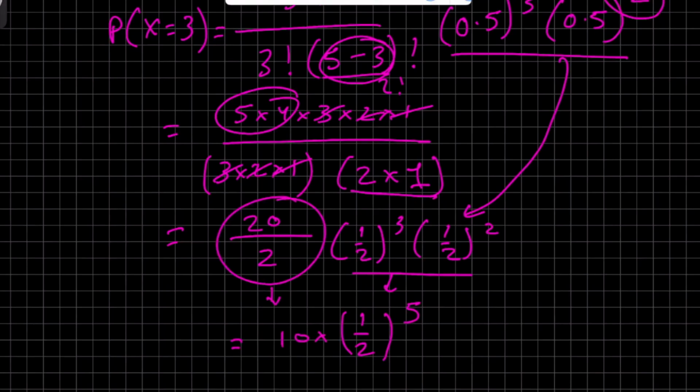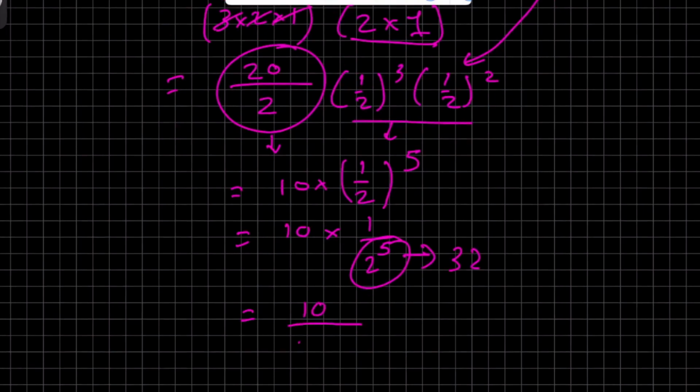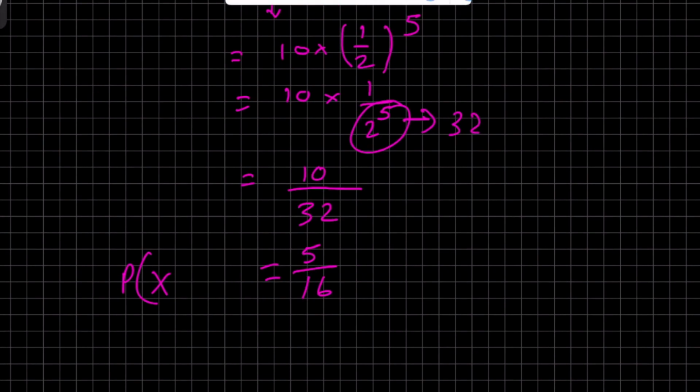So 10 times a half to the power of 5 would be equal to 10 times 1 to the power of 5, which is just 1, and 2 to the power of 5, which equals 32. So 10 over 32 can be simplified and written as 5 over 16. So the probability that the number of heads in 5 coin tosses is 3 would be equal to 5 over 16.